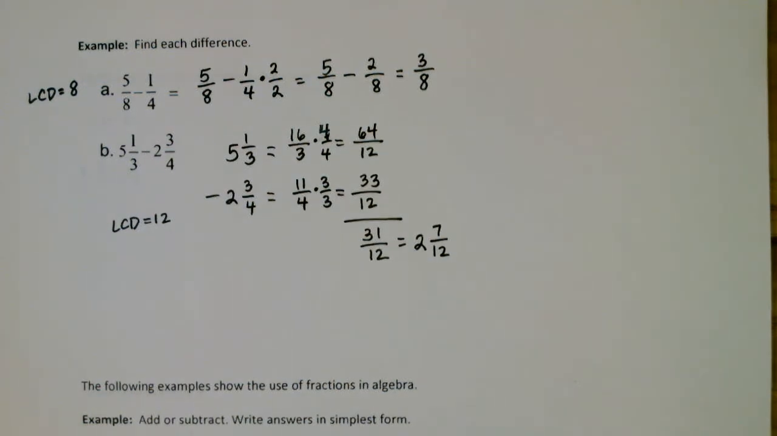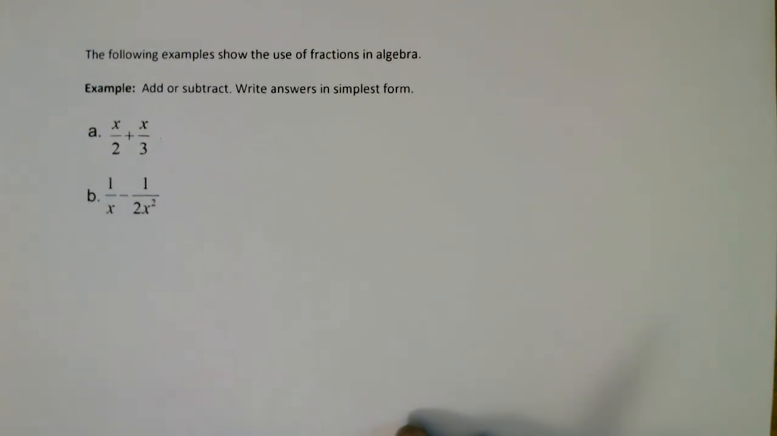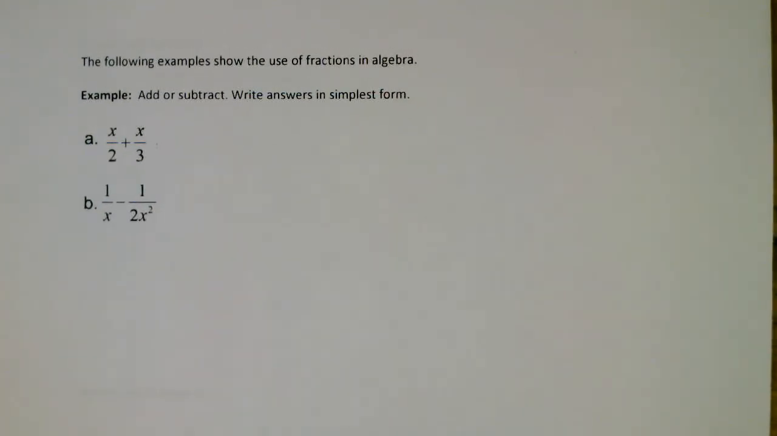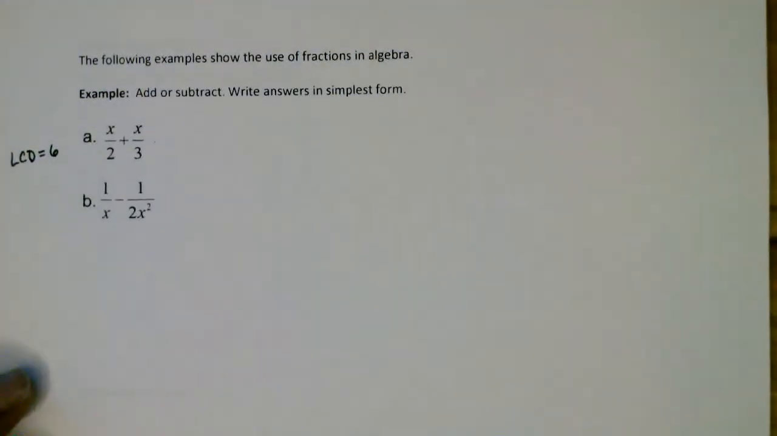Okay. All right, these next pair of examples show the use of fractions in algebra. One's an addition, the other one is a subtraction problem. So here I got x over 2 plus x over 3. Now here I need an LCD of 2 and 3. It'll have to be 6, because 6 is divisible by 2 and 6 is divisible by 3. In fact, 6 is the smallest multiple that's divisible by those two numbers.